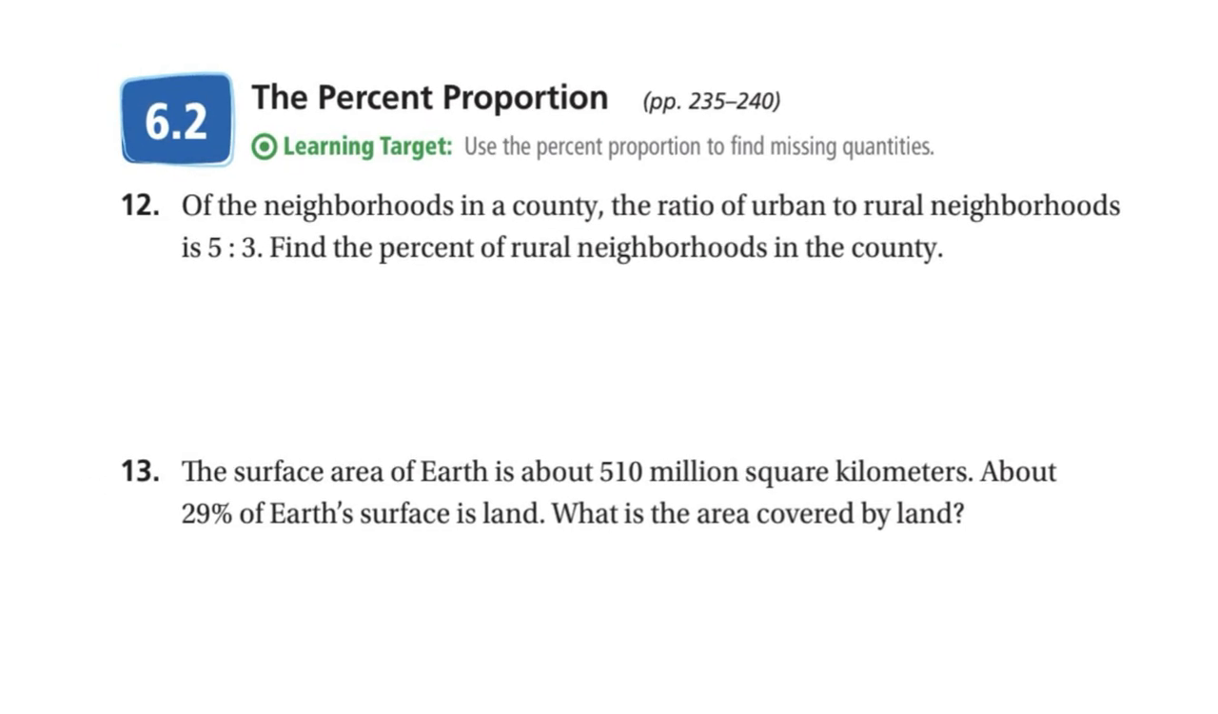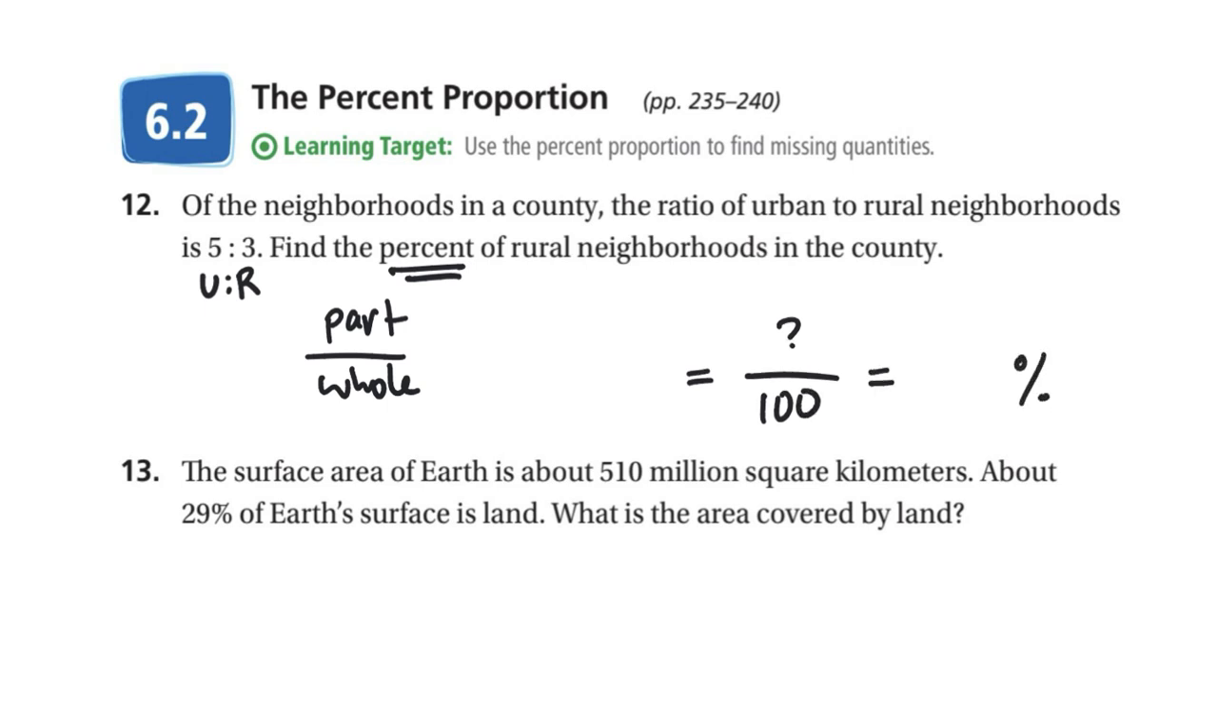Of the neighborhoods in a county, the ratio of urban to rural neighborhoods is 5:3. Find the percent of the rural neighborhoods in the county. To find a percent, we use a part to whole ratio. A percent is always some number out of 100, and then that's the percent. So that's what we're going to do here.